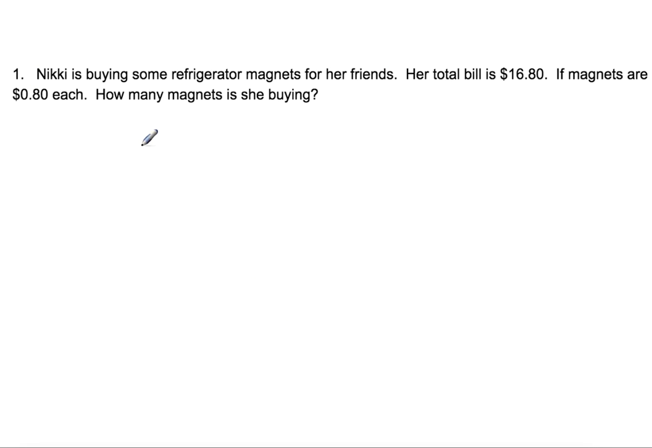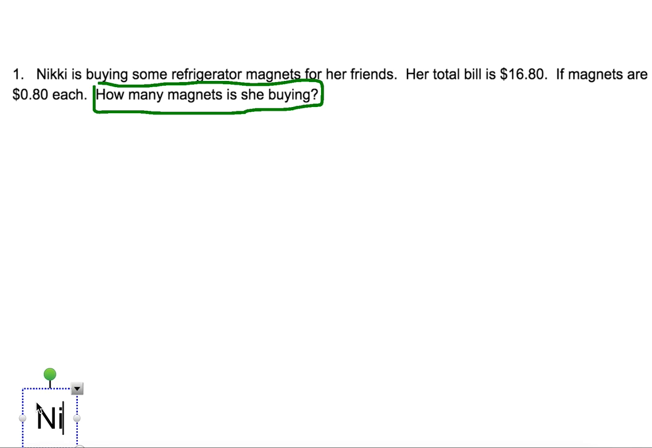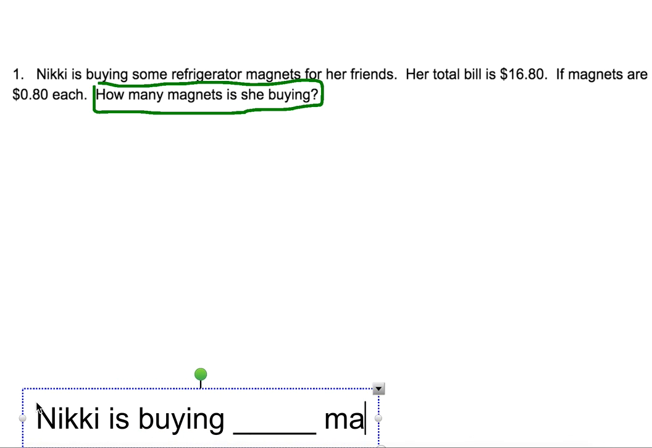All right, let's try another one. At this point, I'd like you to download the sheet in front of you so you can be doing this with me. Nikki is buying some refrigerator magnets for her friends. Her total bill is $16.80. If magnets are 80 cents each, how many magnets is she buying? So let's box it in. So that's what we're going to write our sentence about. How many magnets is she buying? Nikki is buying blank magnets.